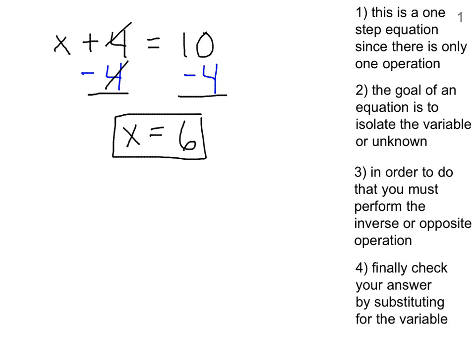Now the last thing we need to do is check our answer by substituting for the variable. So instead of x, we're going to put 6. So that gives us 6 plus 4 equals 10. And of course 6 plus 4 is 10, so both sides of the equation equal out and are 10. So our answer is correct, x equals 6.